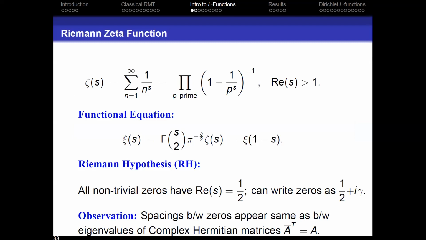So hopefully you've watched the two videos right now. The object that we start studying is the Riemann zeta function here. So this is the simplest L function. The coefficients are always just 1 in the numerator and then n to the s in the denominator.